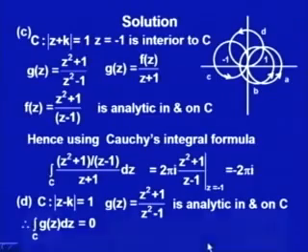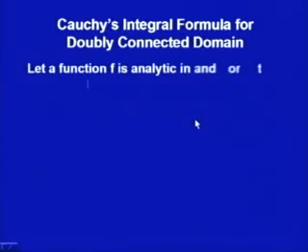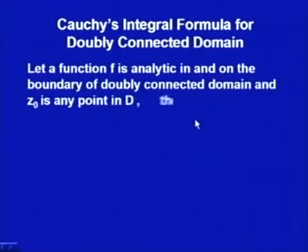Now, we can actually extend this Cauchy integral formula for multiply connected domains as well. You see how we are doing it. So, Cauchy integral formula for doubly connected domain. Let a function f be analytic in and on the boundary of a doubly connected domain, and z naught be any point in D.